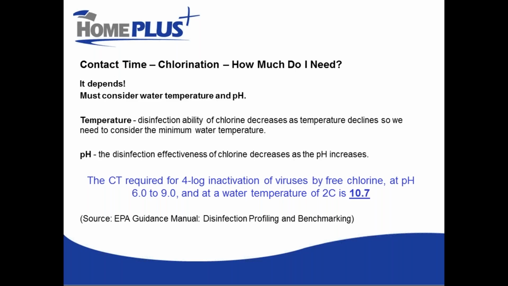If the water's warmer than that, technically we need less CT. If the pH is outside of that range, then we need to break out our EPA guidance manual for disinfection profiling and benchmarking and look up what the CT value is for the pH range of our system. But 6 to 9 tends to work pretty well for most applications in BC, and assuming a cold water temperature of 2 degrees Celsius is kind of worst case scenario.